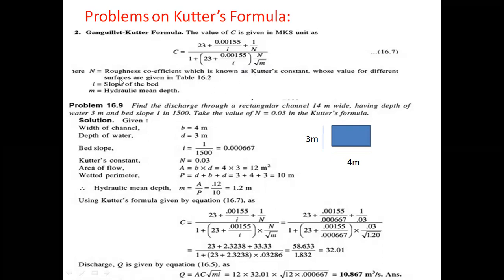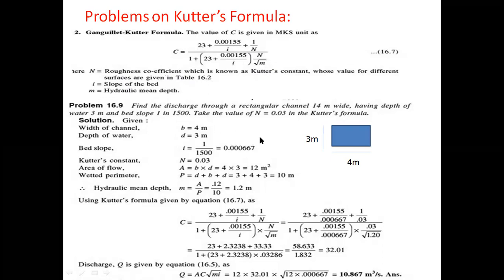Here n is the roughness coefficient, which is known as Kutter's constant. I equals the slope of the bed. M equals the hydraulic mean depth.